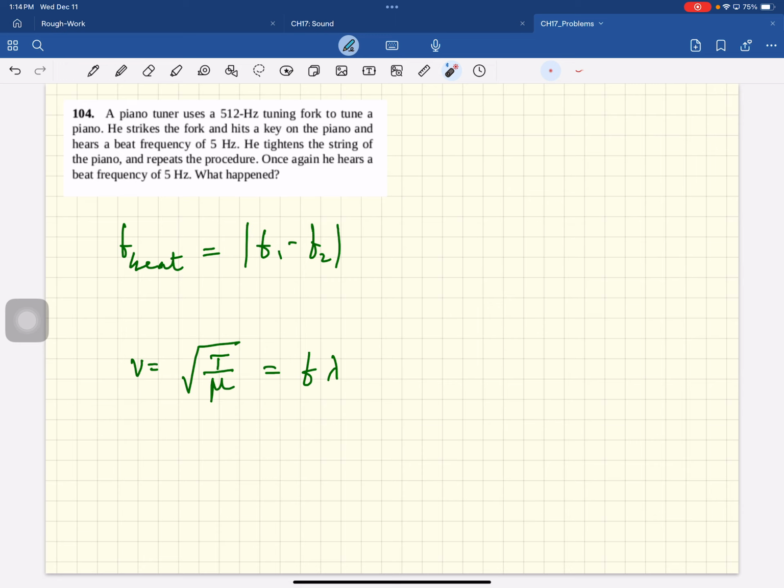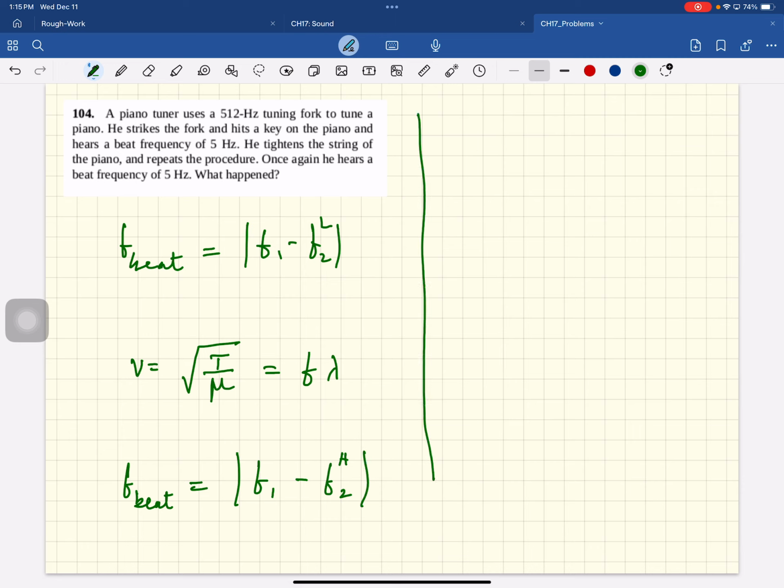What happened? Initially, the frequency on the string was below the 512 hertz. It was 507 hertz. He tightened the piano string, and the beat frequency was the same, 5 hertz. And now the frequency on the piano string is higher than the 512 hertz. So the frequency of the string went from 507 hertz to 517 hertz. That's what happened. All right, so he had to increase the tension by, let's say, 10 pounds. He increased the tension by 20 pounds. Well, not quite. It's the square root, but that's what happened.